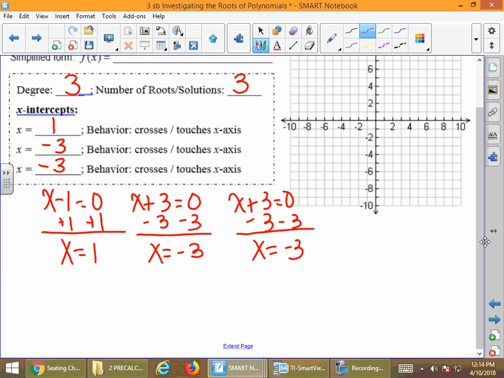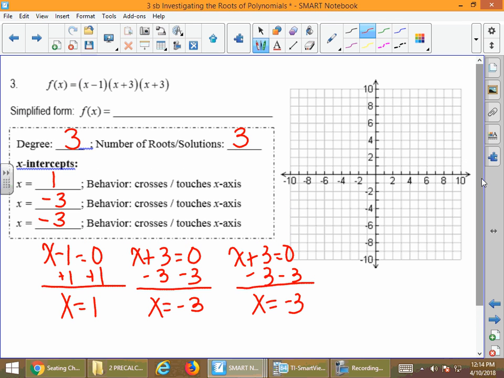We said that our degree was 3, and our roots are 3, so there we've listed all 3 of the roots. If we write this in simplified form, there's nothing that we can do with the x minus 1. But the x plus 3 times x plus 3, that's x plus 3 times itself, is x plus 3 squared. And we can type this into our calculator to get our picture.